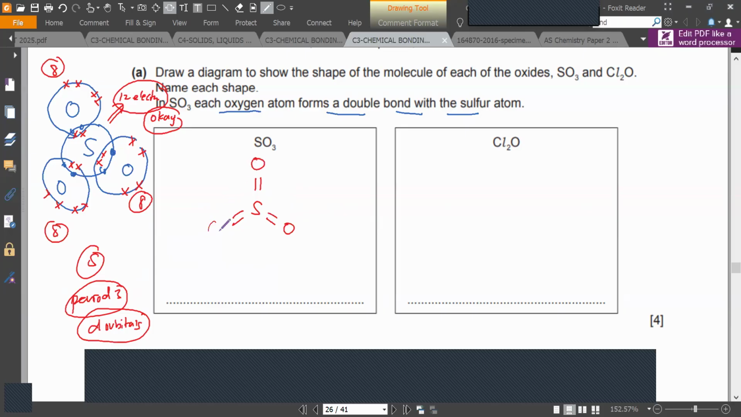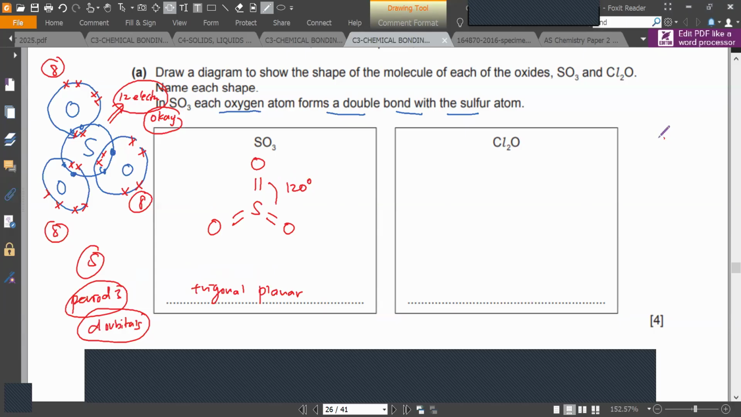Sulfur is like this with no lone pairs. So with no lone pairs, we should expect bond angle 120. So the geometry should be trigonal planar. Okay, now how about oxygen?